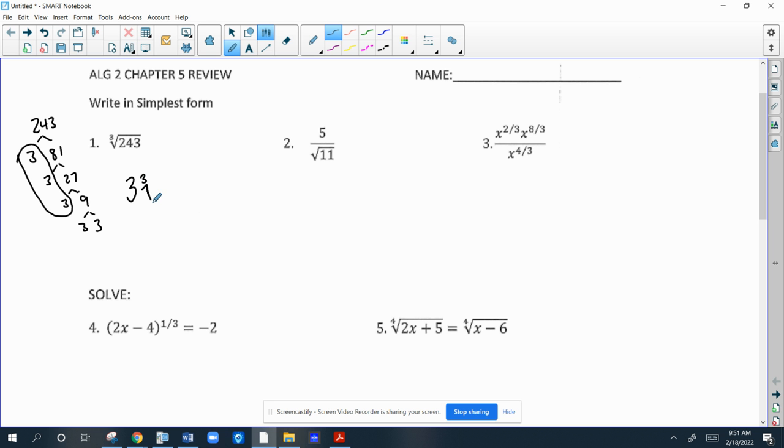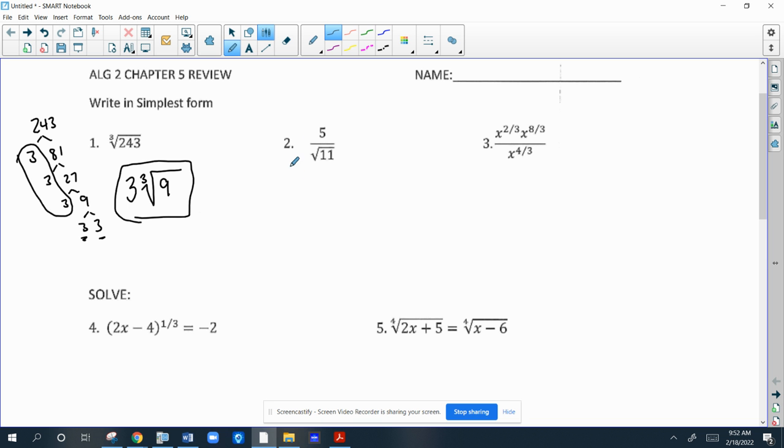And on the inside of the cube root is everything left over multiplied together. So I have this 3 and the 3. When you multiply, it's 9. On the calculator, you can check it easily. Just type in the cube root of 243 and then type in 3 times the cube root of 9, and those should match.